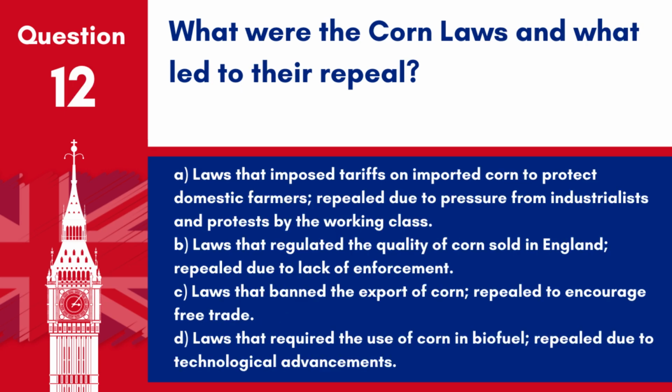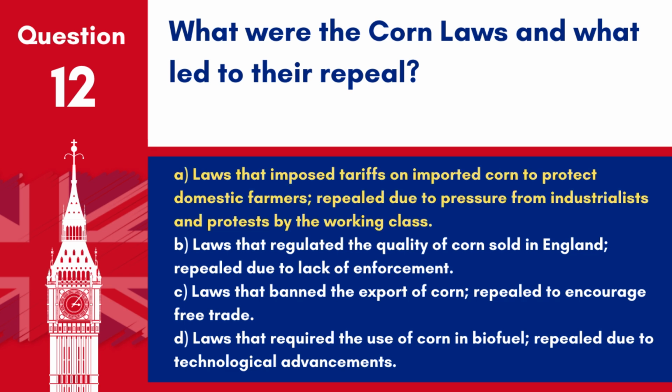Question 12. What were the Corn Laws and what led to their repeal? A. Laws that imposed tariffs on imported corn to protect domestic farmers, repealed due to pressure from industrialists and protests by the working class. B. Laws that regulated the quality of corn sold in England, repealed due to lack of enforcement. C. Laws that banned the export of corn, repealed to encourage free trade. D. Laws that required the use of corn in biofuel, repealed due to technological advancements.